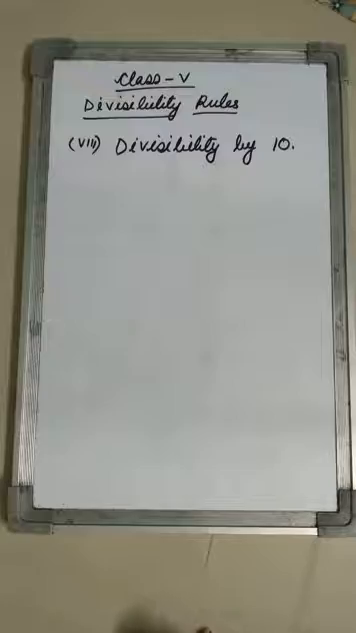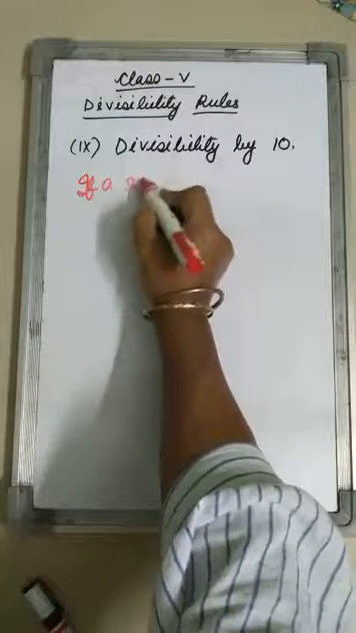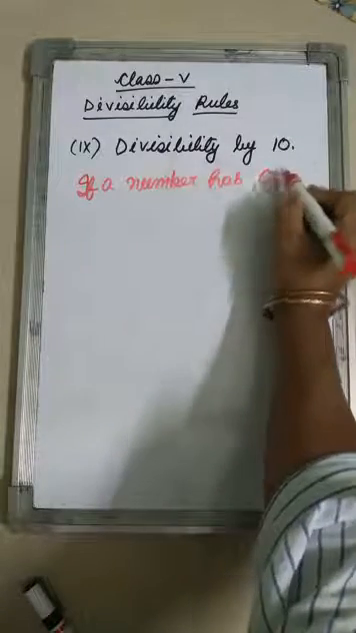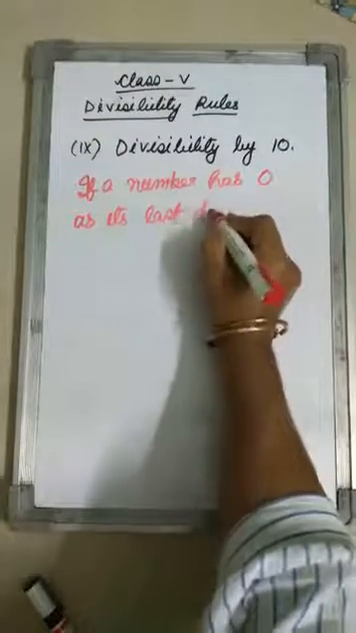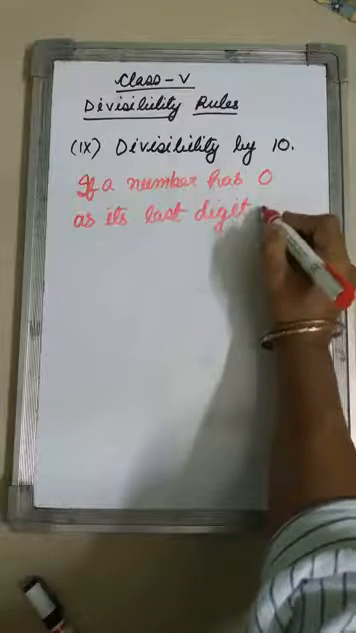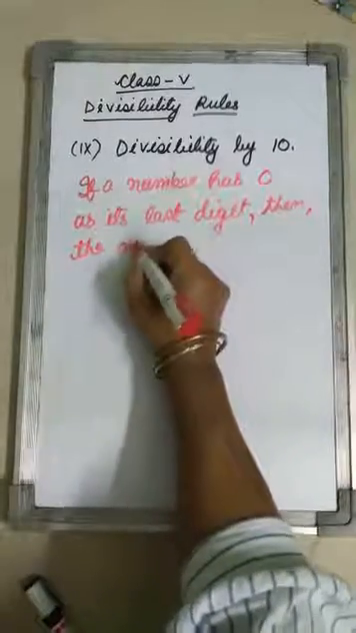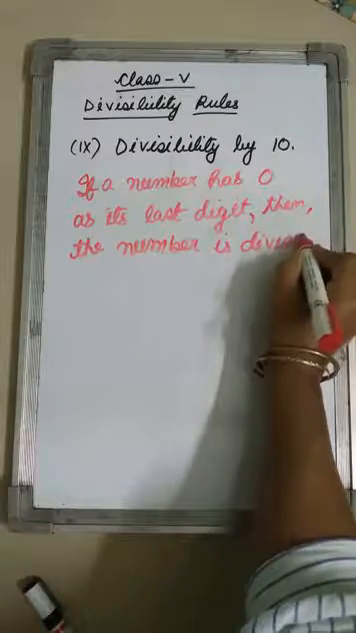The next is divisibility by 10. This is number 9. I have to check divisibility by 10. If a number has 0 as its last digit, then the number is divisible by 10.